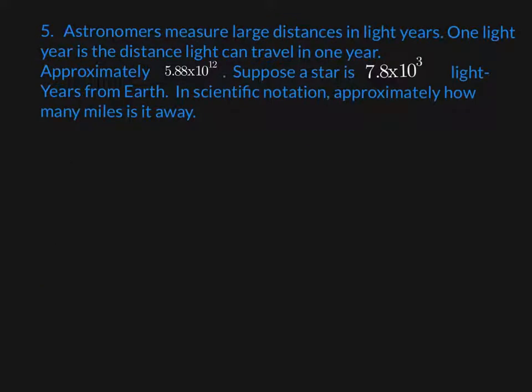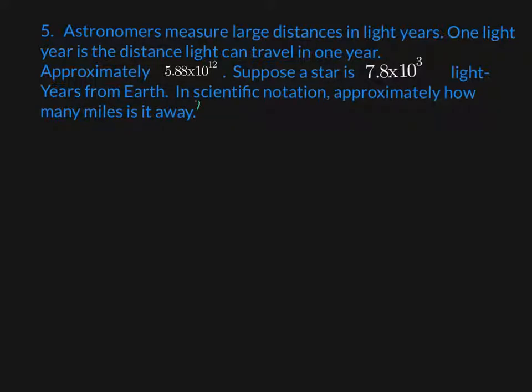All right, last problem. Astronomers measure large distances in light years. 1 light year is the distance light can travel in 1 year. It's approximately 5.88 times 10 to the 12th. Suppose a star is 7.8 times 10 to the 3rd light years from Earth. In scientific notation, approximately how many miles is it away? Should be a question mark, sorry.